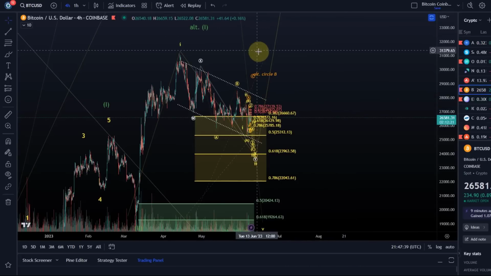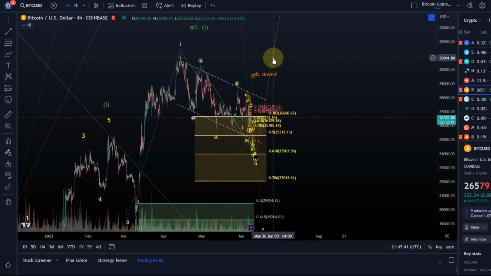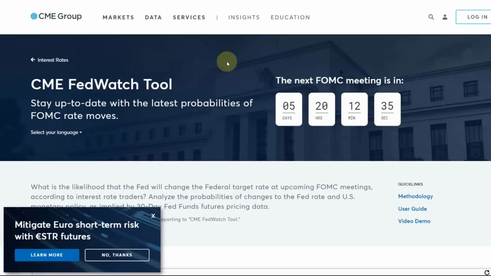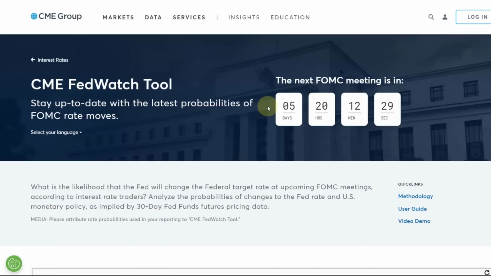And what I wanted to highlight before we dive deeper into the analysis is what's actually planned for next week in terms of events. Okay, so we've got a few events coming up. First of all, we've got the Fed Watch tool, which tells us that in 5 to 6 days we've got the next FOMC meeting. We're going to take a look at the calendar in a minute.